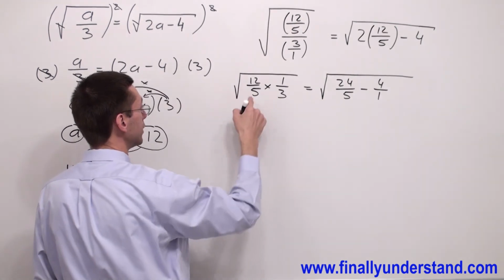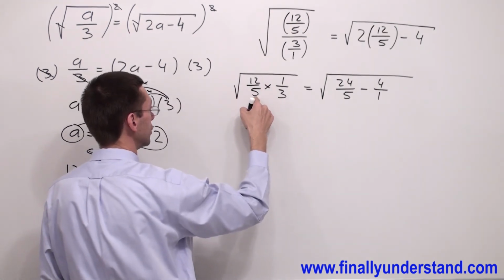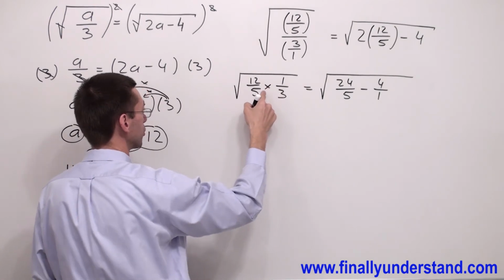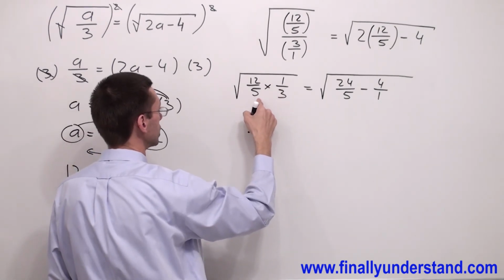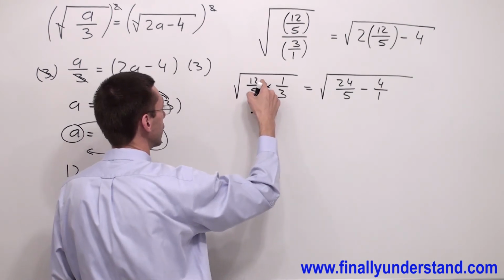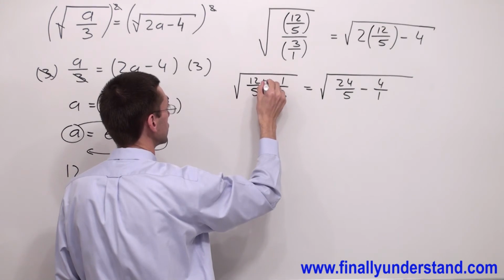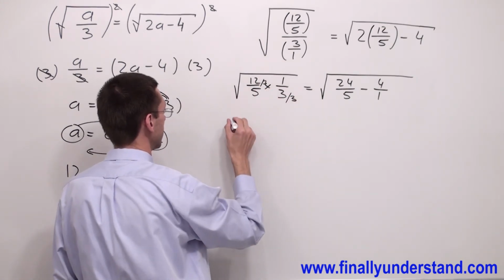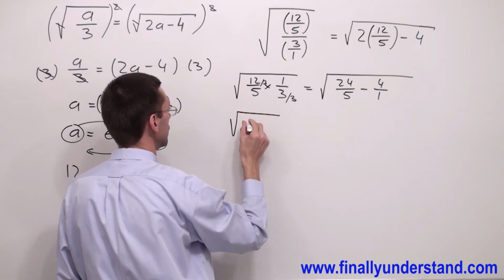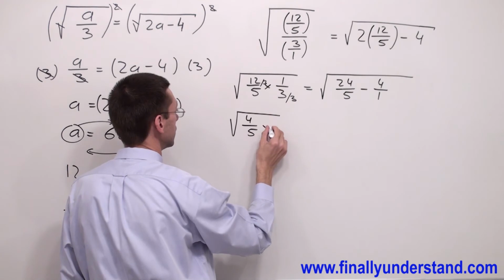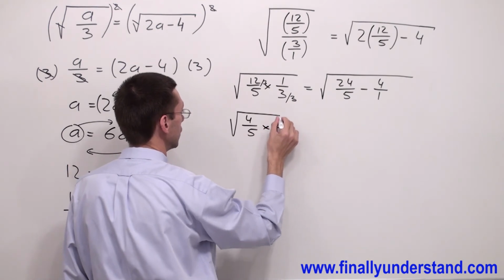Next, I have to check if I can reduce anything from this product. Remember, anytime we have multiplication of two fractions, we're supposed to check first if we can reduce any denominator with any numerator. I have 12 and 3. Both of these numbers are divisible by 3. I'm going to divide them by 3. And I have square root of 4 over 5 times 1 over 1.